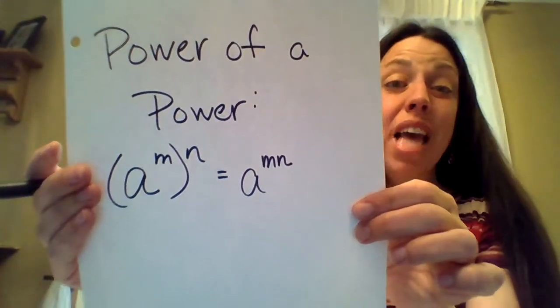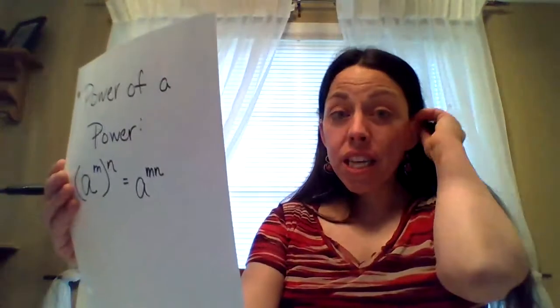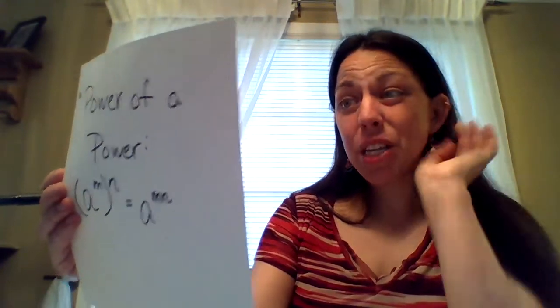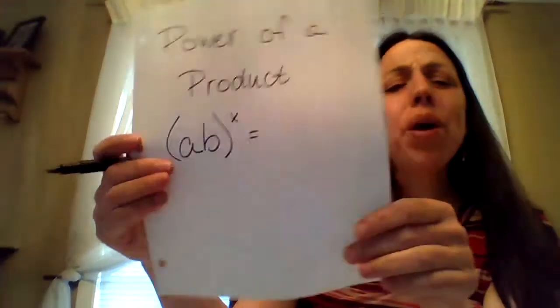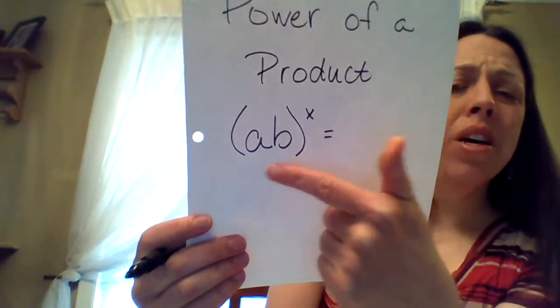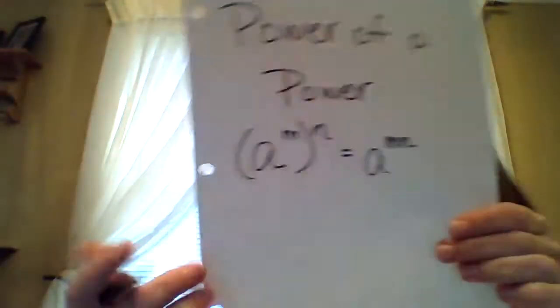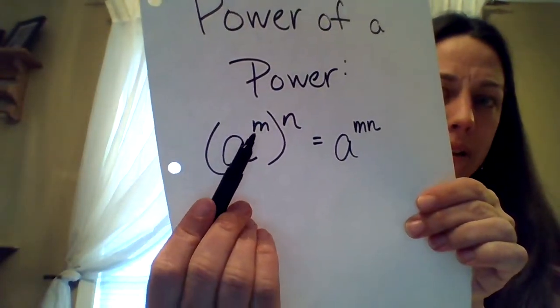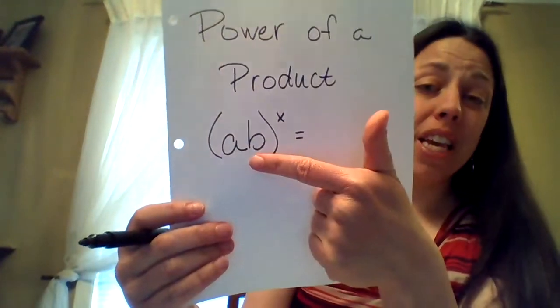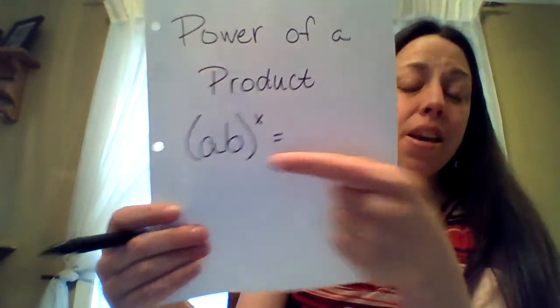M times n. Now, because of my examples and what they do, I have a whole other paper that has another rule. What would happen if there was 2 things inside? Now notice, this one only had 1 variable and it had an exponent on it. But this one has 2 separate variables on the inside. If there's 2 separate variables on the inside, we don't have to do the FOIL method.